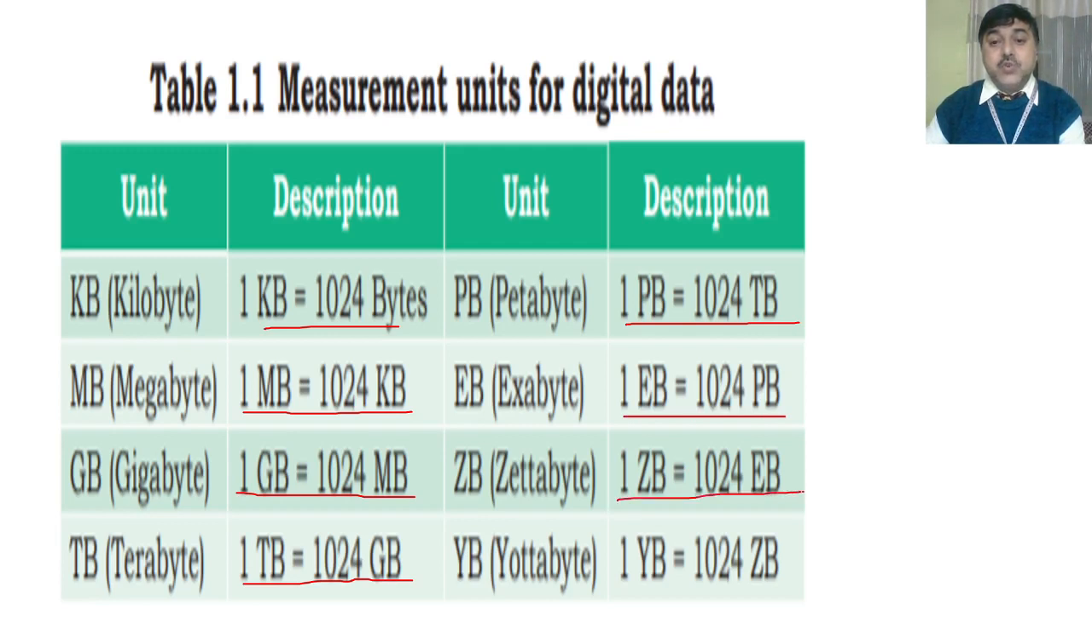1 zettabyte means 1024 exabyte, and 1 yottabyte means 1024 what? Zettabyte. That means this is the highest specification of any part of a memory. If you have a yottabyte, that means you have a huge amount of data that can be stored and that can be processed. Okay, so this is how the thing will work.